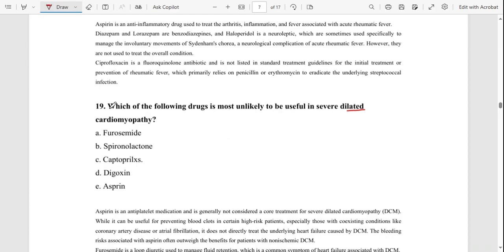Now, again, we know that in cardiomyopathy, we have got three main types. We have what we call dilated cardiomyopathy, hypertrophic cardiomyopathy, and what we call restrictive cardiomyopathy. For hypertrophic cardiomyopathy, this is where the heart muscle is really hypertrophying.